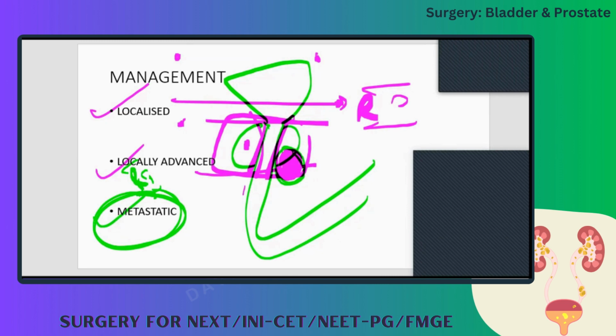Chemotherapy. What is that for metastatic? Chemotherapy. It would be bilateral orchidectomy there and adjunctive chemotherapy along with it. Yeah, somebody was answering bilateral orchidectomy.